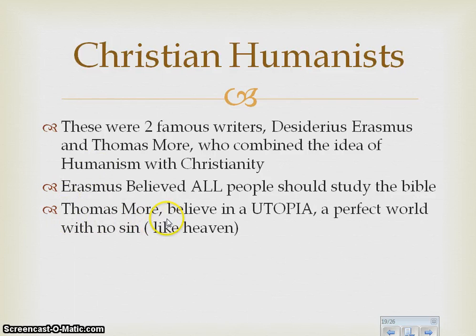Thomas More wrote a book called Utopia. What utopia means is a perfect world without sin. It's basically him writing about what if we can create a heaven on earth. And a lot of that has to do with being good to each other. So he believes that this is possible and he writes a book about it.